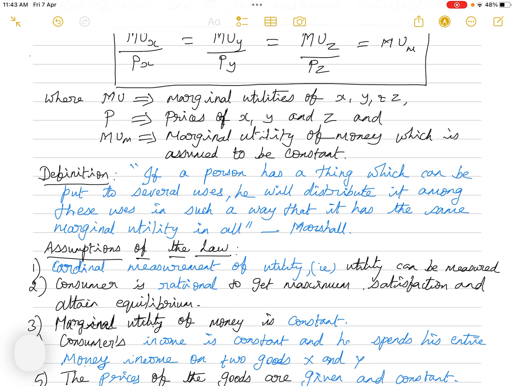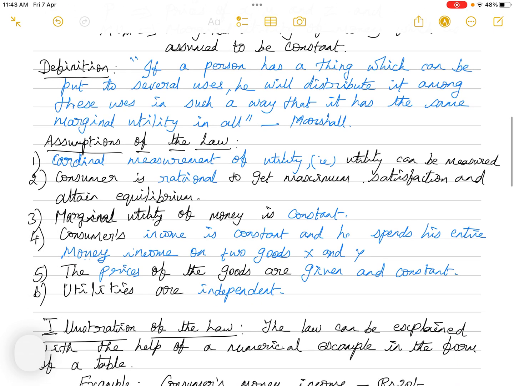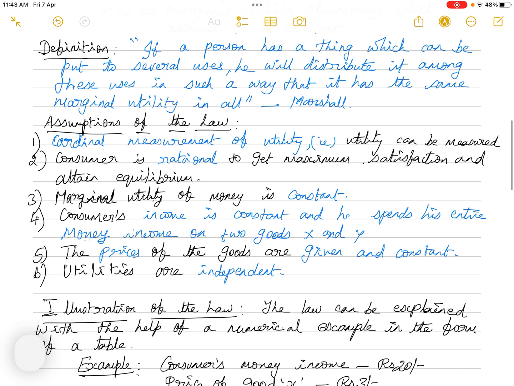So again I am repeating, the definition should be word by word as it is. You cannot change the definition. So this definition quotation is given by Marshall and you have to write it within inverted commas. Okay, now assumptions of the law. Of course, in the question they have not asked for the assumptions, but still the example is based on the assumptions, so it's better to explain the assumptions also very briefly.